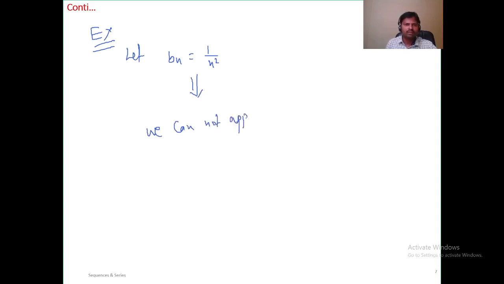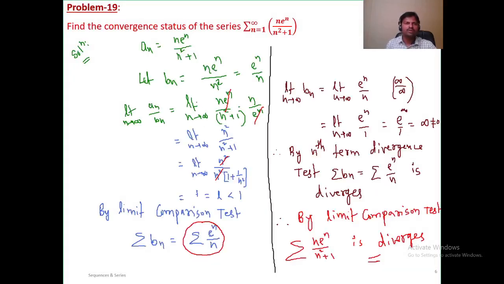That kind of conclusion you may arrive at, right? The limit comparison, once you try, if you take Bn is 1 upon n square, we cannot apply the limit comparison test. Such kind of statement you will get at the end. So therefore we have to choose compulsorily Bn should be this one only, e power n by n.